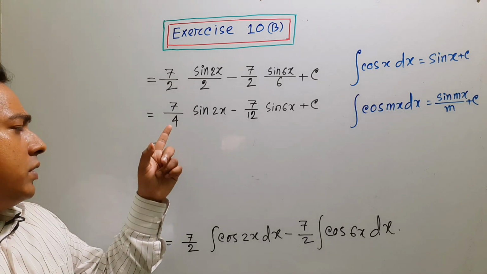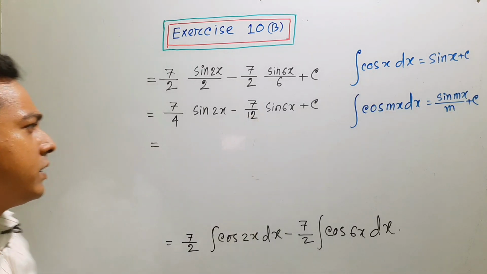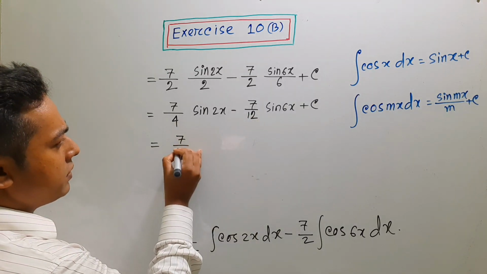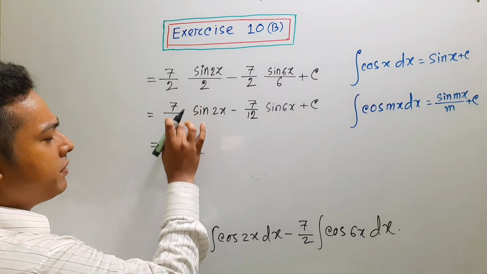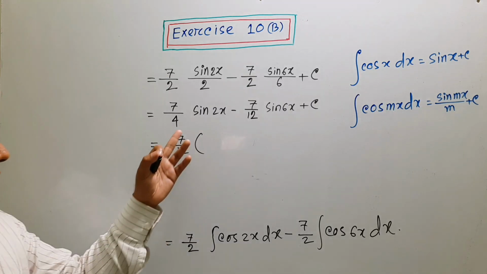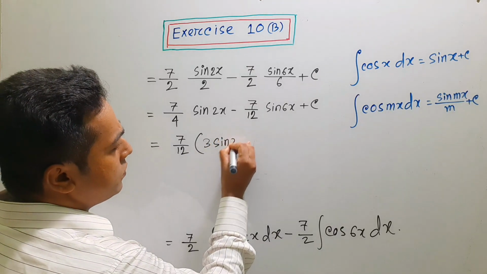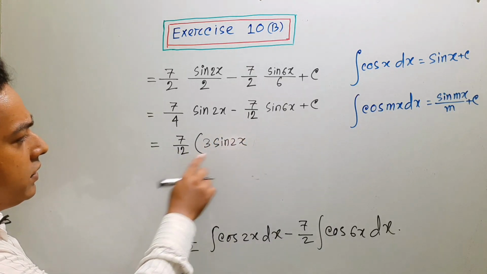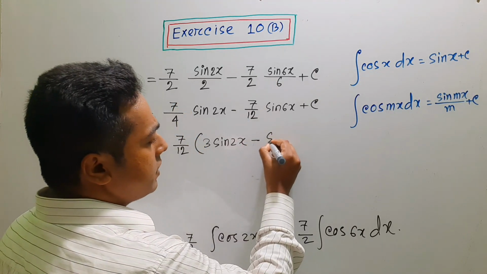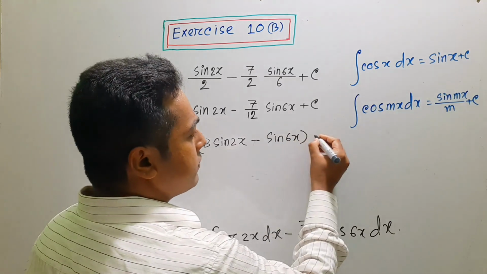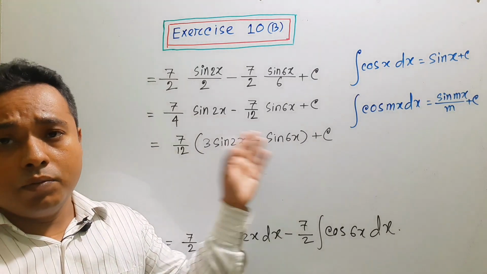Now we want to take a common 7 divided by 12 from both terms. So 7 divided by 12 common from this term, we can write this term: here 7 by 4, but we want to take a common 7 divided by 12, so this term will be 3 sin 2x. After multiplication, then we will get 7 divided by 4. Then here sin 6x plus c. Now this is our answer of this math.